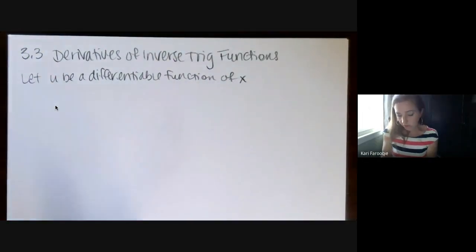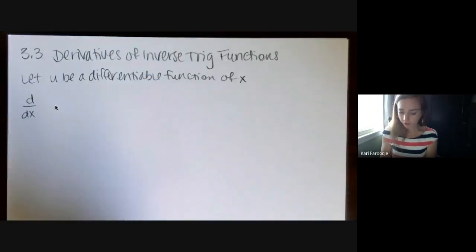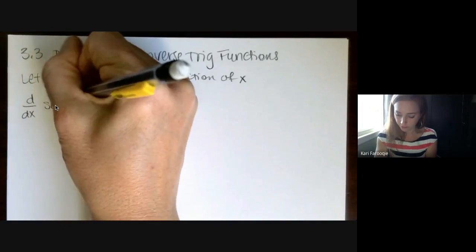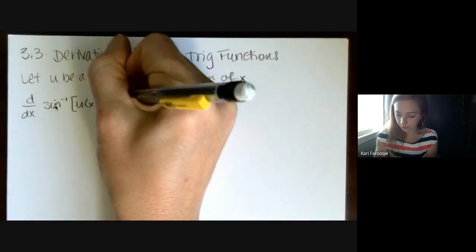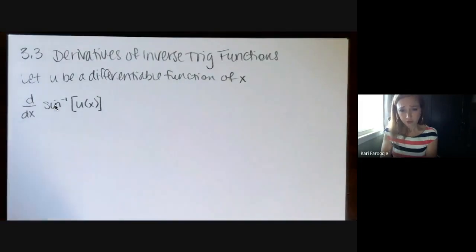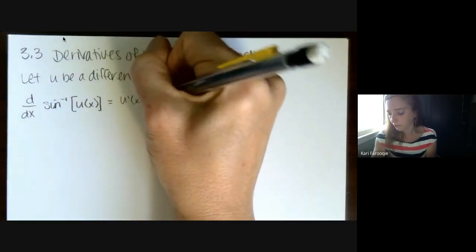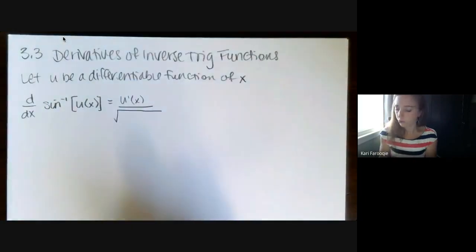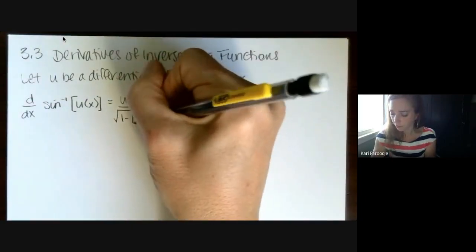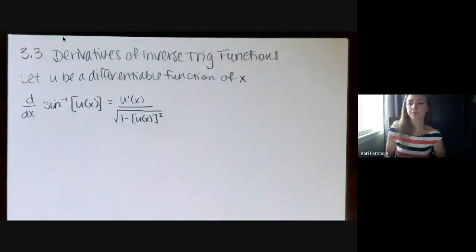So I'm going to give you 6 of these. The derivative of the inverse sine of u of x is going to be u prime of x divided by the square root of 1 minus u of x squared.